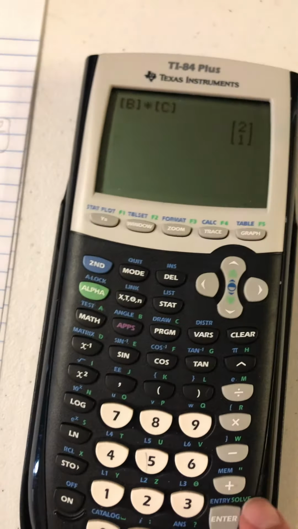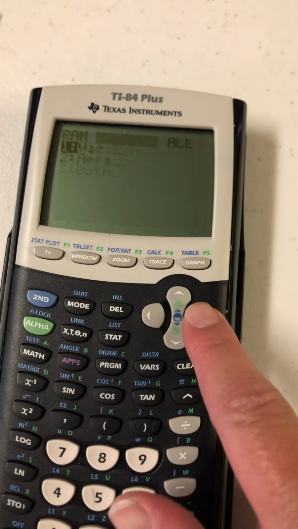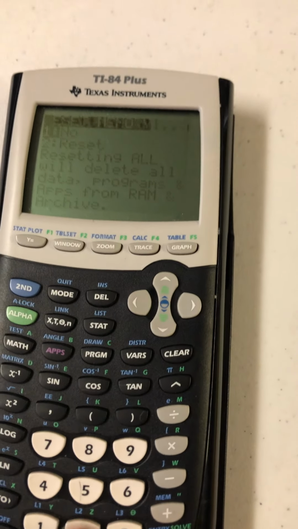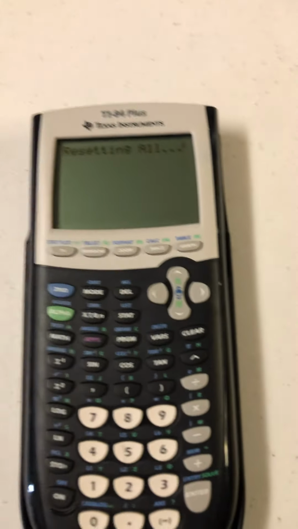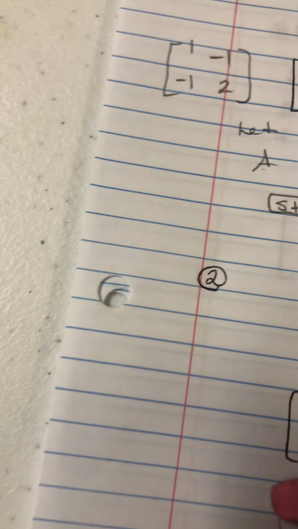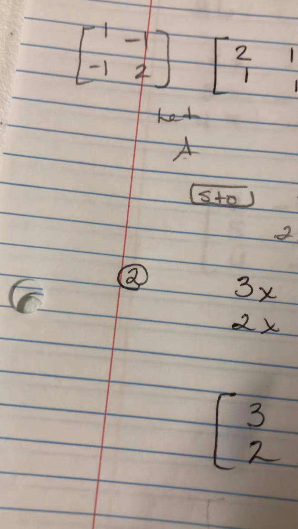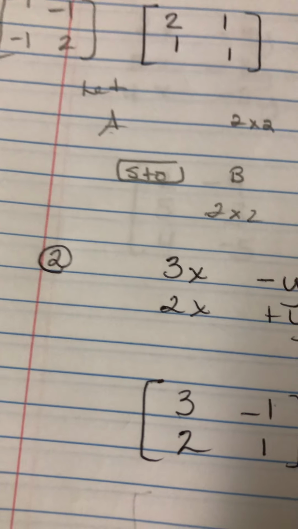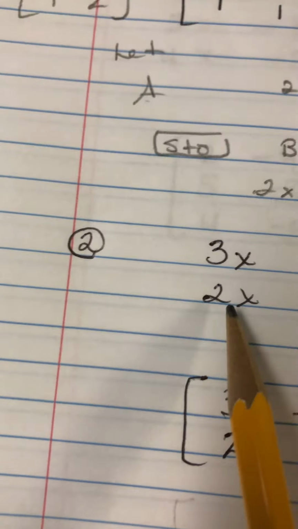So again, if you want, it might get kind of confusing, go ahead and reset your calculator to its original. That way you can start fresh with A, B, and C. So again, first things first, let's break up the matrices. I already have it started here for us. So 3, negative 1, x, 4, that's the first row. 2, 1, 1.